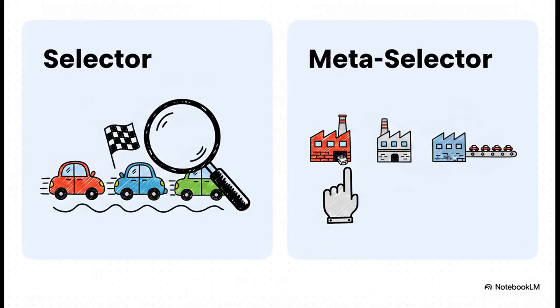Here is the perfect way to think about it. A selector asks, of these cars already sitting in the parking lot, which one is the fastest? A meta-selector asks a much bigger, more fundamental question.